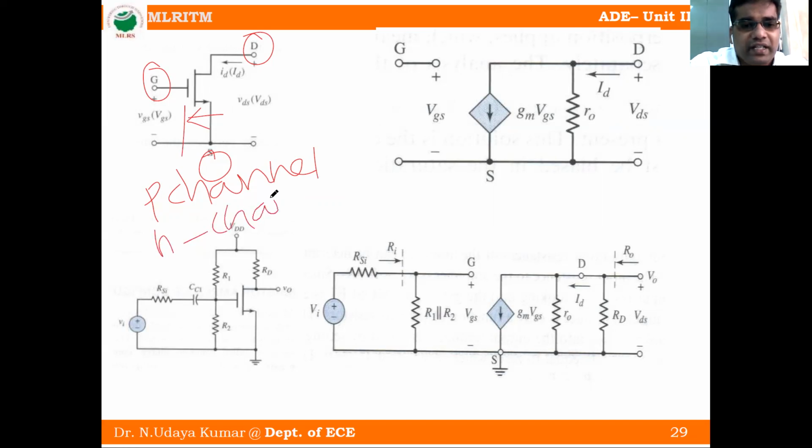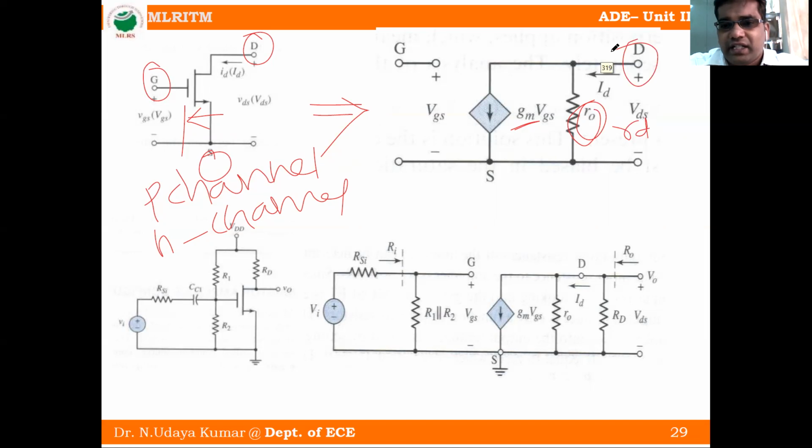That we call N channel FET. So the same FET circuit can be replaced in small signal analysis like the previous circuit. One dependent source is multiplied with transconductance gm, into here Rd. Here r0, r0 is nothing but output resistance. R0 we can also call Rd. Rd means the drain terminal.